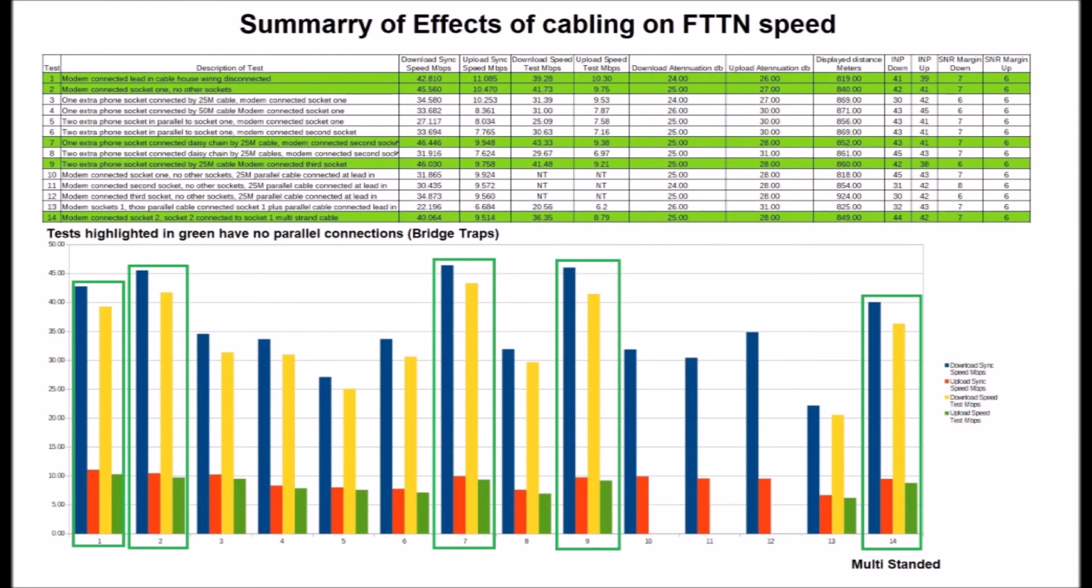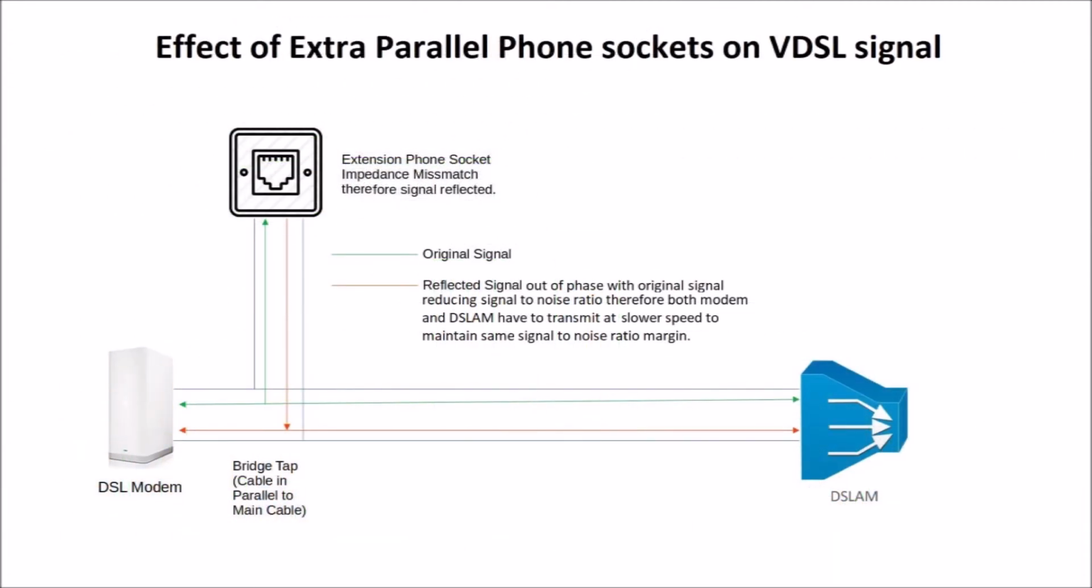Here is a summary and graph of the results. As you can see, the best speeds are obtained when there are no parallel connections, and also when the cable is single-stranded and not multi-stranded. The greatest loss of speed is caused by parallel connections, and the more parallel connections there are, the greater the loss in speed, and to a lesser extent, the longer the length of the parallel connection, the greater the speed loss.